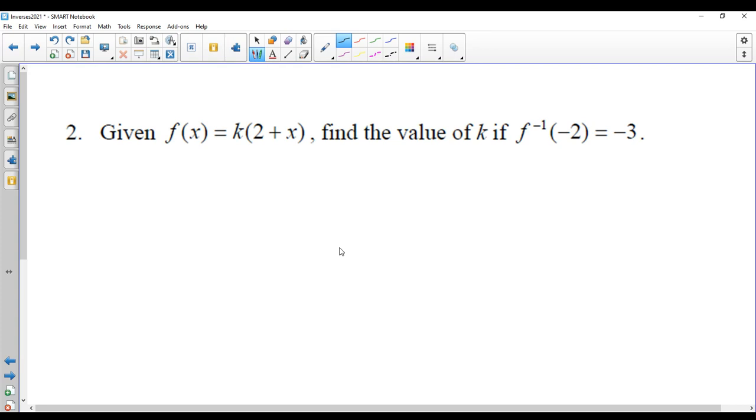Let me say that again. Find what the missing k is. There's a function that looks something like this with a k in the front. Don't know what k is, but I got some more information. If I put minus 2, not in the original function, if I put minus 2 into the inverse function, I get minus 3. Okay. Is that enough to help us out? It is, actually. Can anybody think of how that information might help us out?